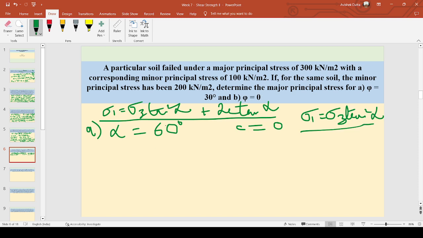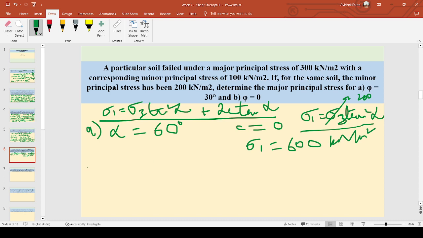So obviously now sigma 3 is 200, sigma 1 will be how much? 200 into tan square alpha. Alpha is 60 degree. Tan 60 is root 3. Tan square 60 is 3. 200 into 3 is 600. It will be equal to 600 kilonewton per meter square.